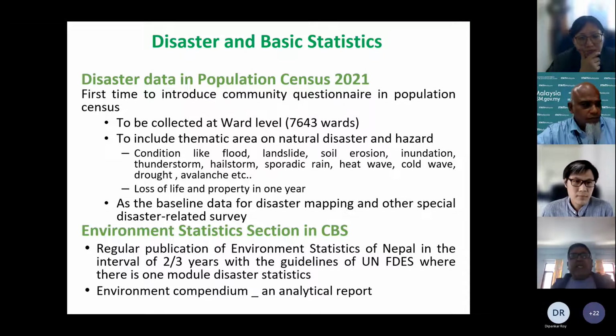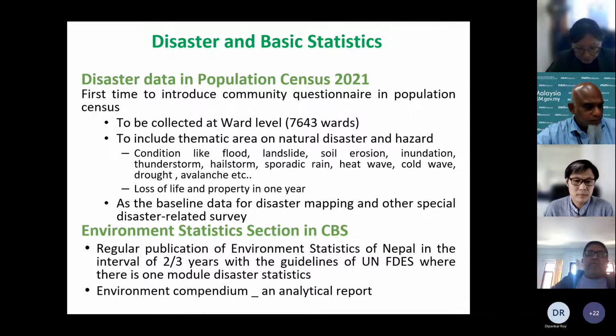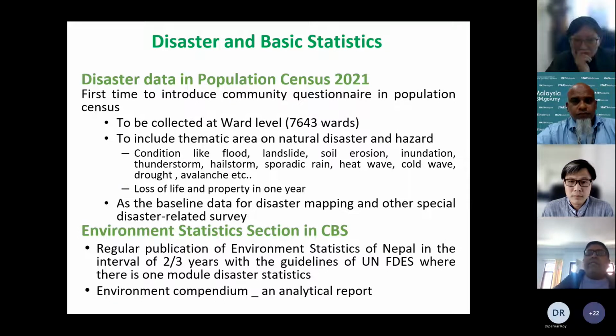So it includes conditions like flood, landslide, soil erosion, inundation, thunderstorm, hailstorm, sporadic rain, heat wave, cold wave, drought, avalanche. These describe the situation in that ward, the lowest administrative unit of Nepal: in which area, what kind of disaster, climate-induced or other kinds of disaster, may happen in that area. And these kinds of data we are collecting from these wards.